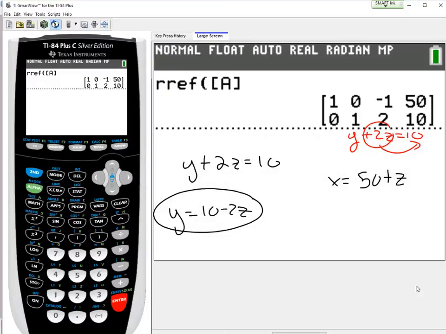And that's our solution. The solution would be the ordered triple. So what's the value of x? 50 plus z, comma, and 10 minus 2z, comma, z. Because for z it's dependent. Usually the systems that are dependent are dependent on z.